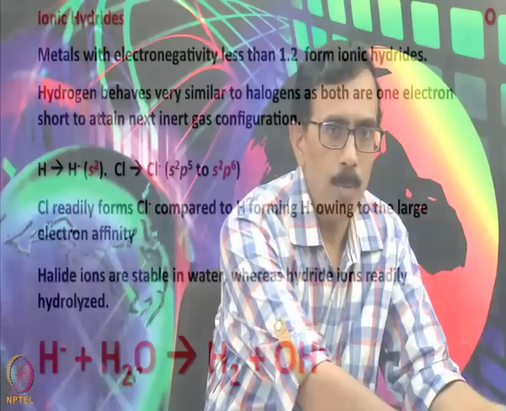Lithium hydride is also ionic in nature, but a little covalent character is there because of the smaller size of lithium and high charge. Same thing is true in case of beryllium hydride, and of course in case of rhenium hydride it is a metallic hydride. When we talk about ionic hydrides, metals with electronegativity less than 1.2, we can anticipate those elements to be from either alkali metals or alkaline earth metals, that is group 1 or group 2.